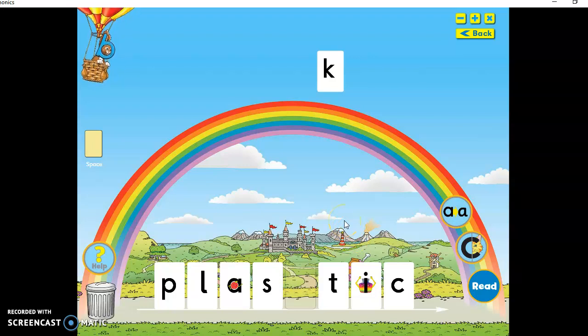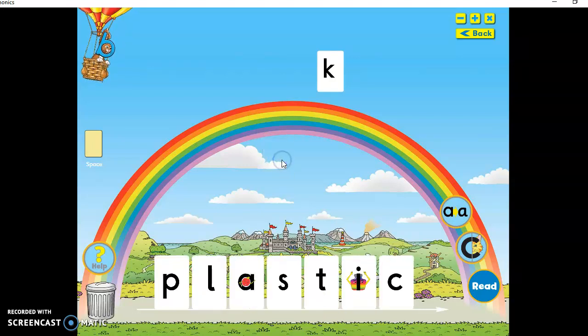All right, let's tap those together. First syllable, p, l, a, s, plas. Second syllable, t, I, k, tick. Put them together. Plastic, plastic. I have a plastic fork.